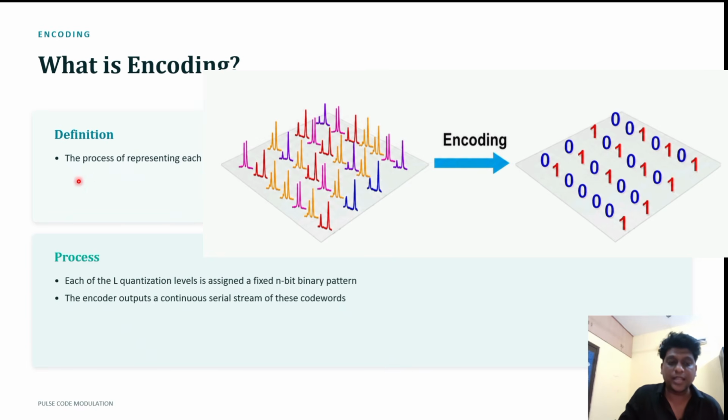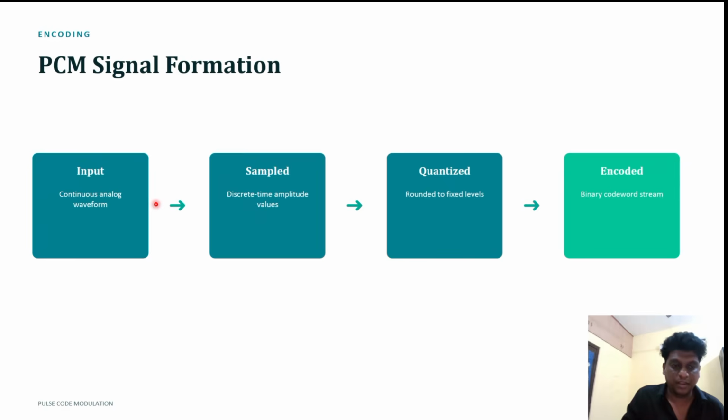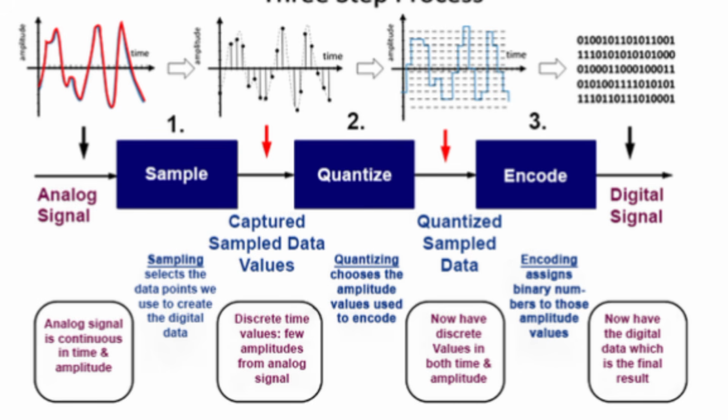Okay. So each of these L quantization levels is assigned a fixed n-bit binary pattern. After that, the output is a binary bit stream. So this is the signal formation. The input is a continuous analog waveform, which is converted to discrete-time amplitude values, then rounded to fixed values, and then these levels are converted to binary codes. So the result is a binary PCM signal that can be transmitted, stored and preserved.